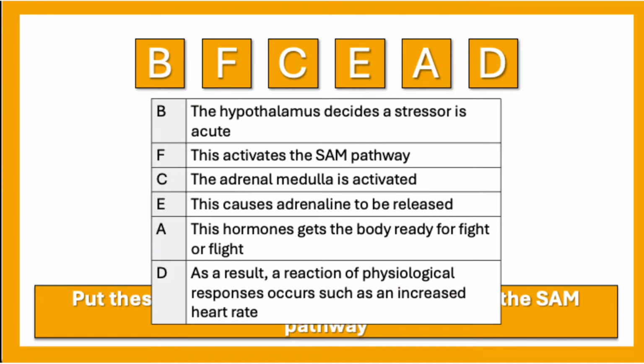So the hypothalamus decides a stressor is acute, so it identifies that stressor. B, activating the SAM pathway. The adrenal medulla is activated. This causes adrenaline to be released. This hormone gets the body ready for the fight or flight, and as a result, we get those physiological responses coming through. Okay, so fabulous, right?